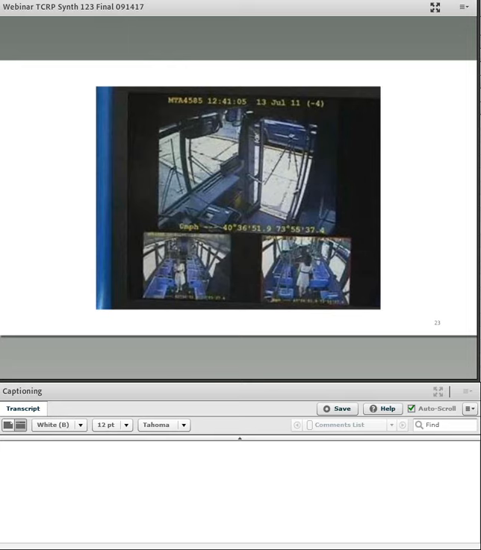And here's a view. I don't know if your eyes can see it. It's pretty grainy. It's from the MTA, and it shows the camera view from the front door and the fare box. You can see a woman walking forward, and you can see a woman walking back.